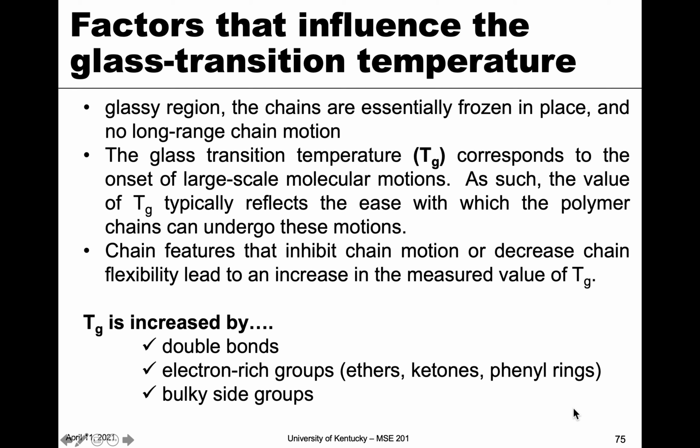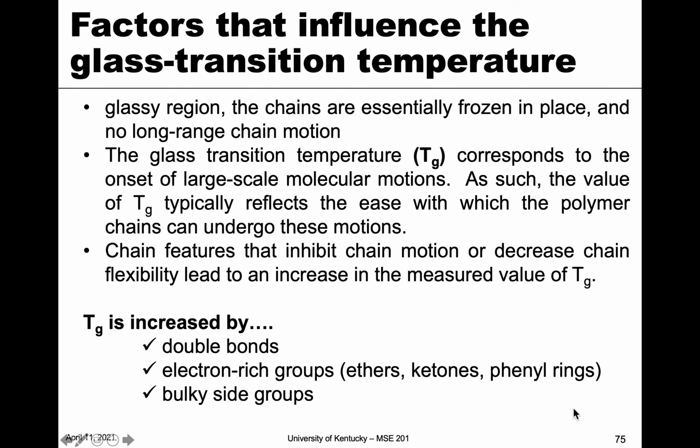And so the values of Tg reflect the ease at which polymer chains can move in this way. So anything on the polymer chains or structure that inhibits chain motion or decreases flexibility will lead to increases in Tg. So basically, stopping things or preventing things or making it harder for chains to move increases the Tg.